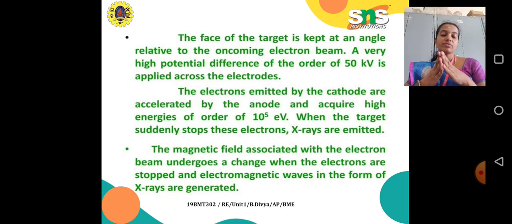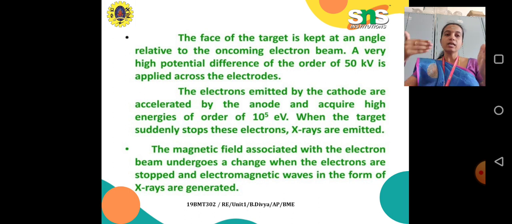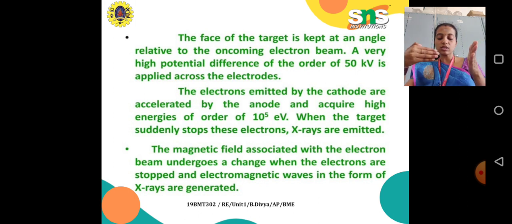Next, the face of the target is kept at an angle relative to the oncoming electron beam. The face of the target, where the electron beam is going to hit, is placed opposite to the beam, at a slight angle of about 45 to 50 degrees.